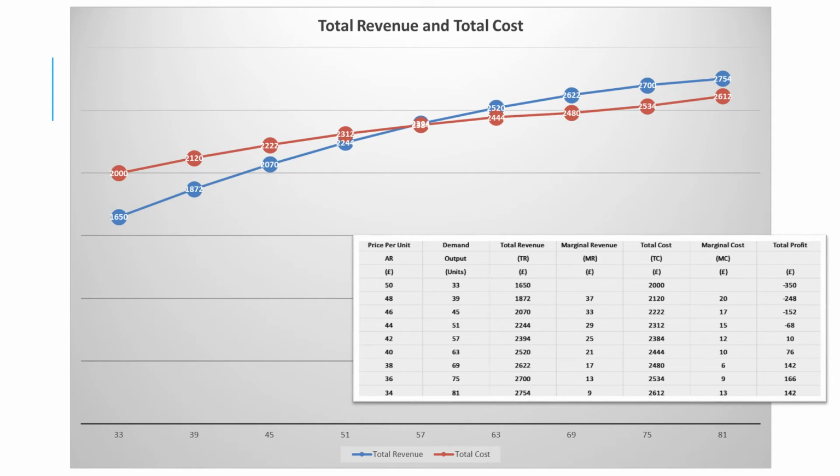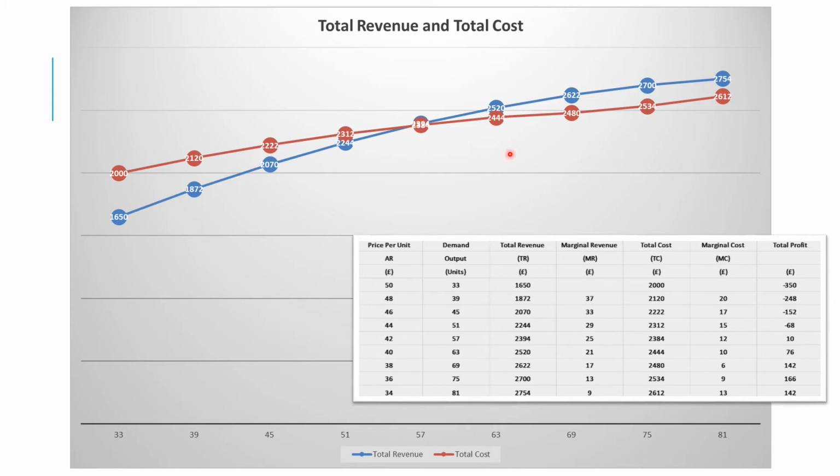So we can see our table here again, and if we were to plot it out, the blue line here is the revenue and the red line here is the cost. Where the cost is higher than the revenue, we are making a loss. Where the revenue is higher than the cost, we are making a profit. Where the two match, where revenue equals cost, we are making a normal profit.